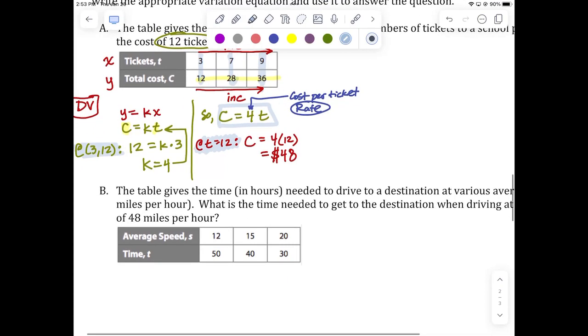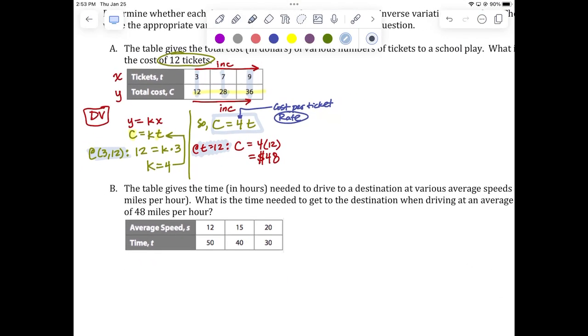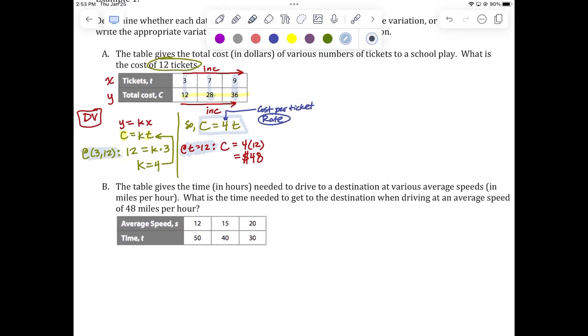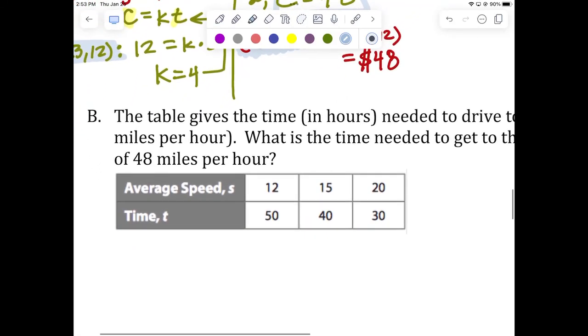The table below gives the time in hours needed to drive to a destination at various speeds in miles per hour. What's the time needed to get to a destination when driving at a speed of 48 miles per hour? All right, let's look at this first of all. It's rows and columns again, or there are two rows, and then we have columns of values. So the top row is X, the bottom row is Y. So X is going to be speed, Y is going to be time.